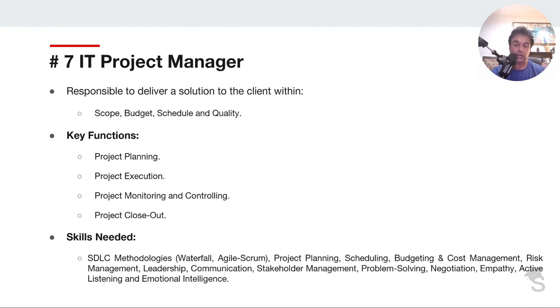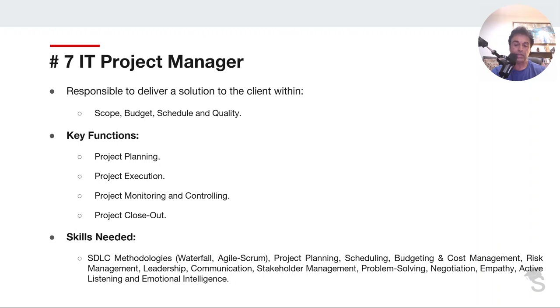IT PMs lean heavily on soft skills or people skills like communication, which includes verbal and written, leadership skills, stakeholder management skills, problem solving skills, negotiation skills, empathy, active listening, and emotional intelligence.